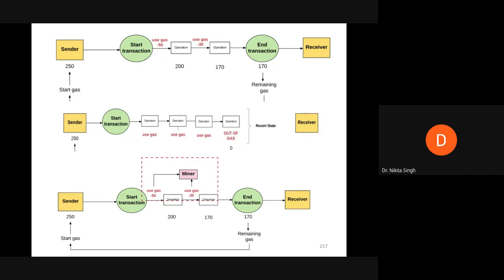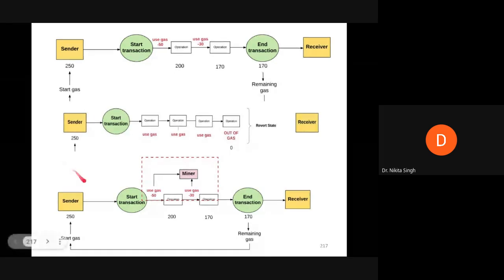And what do you think will happen? If you started with this gas, and in the middle of the transaction you run out of gas, do you think this 250 will be sent back to the sender, or will it not be sent back? Anyone?